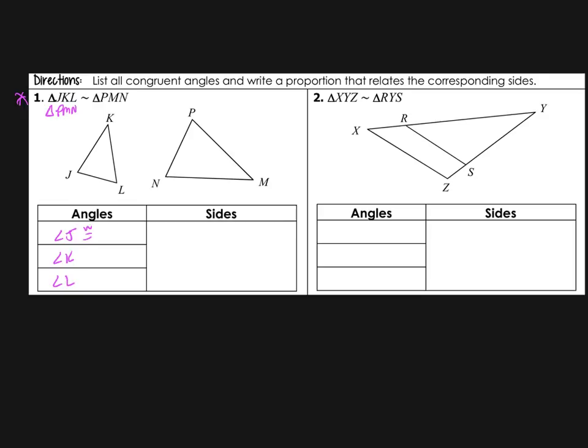These are all going to be identical, so we're going to use the symbol for congruent. Angle J matches up with angle P, angle K matches up with angle M, and angle L matches up with angle N. And again, that's why I wrote the order, so I could help myself out there. Now I'm going to turn around and list the sides that are in proportion to each other. So I'm just going to write a big statement with 3 proportions.